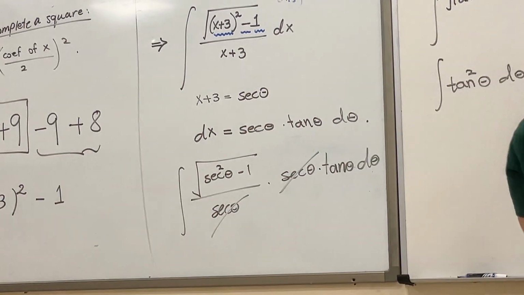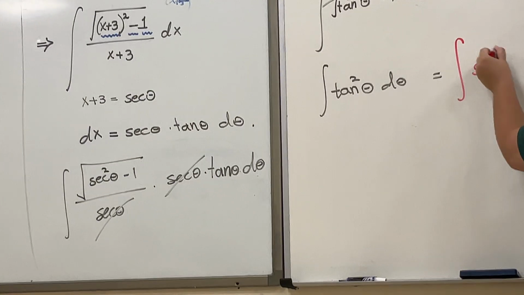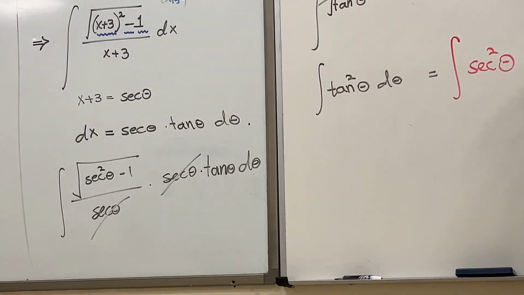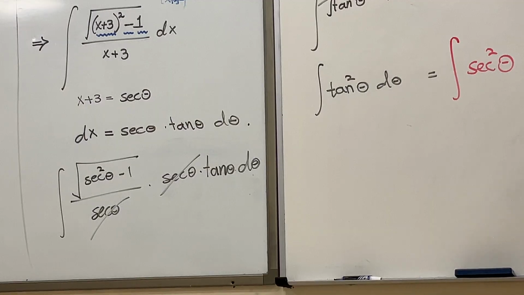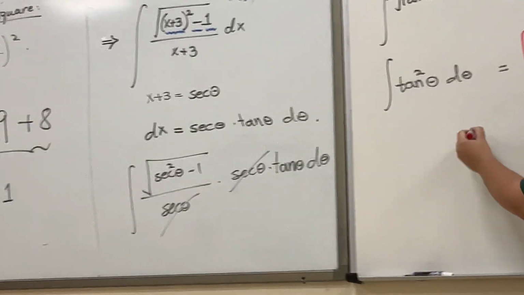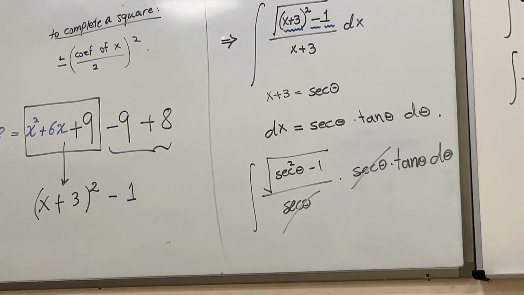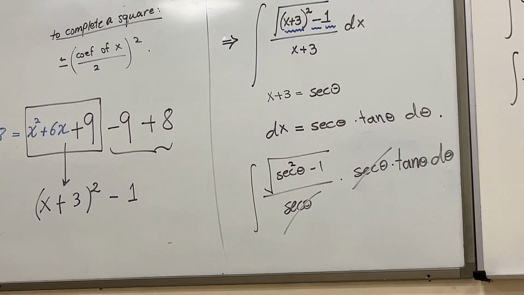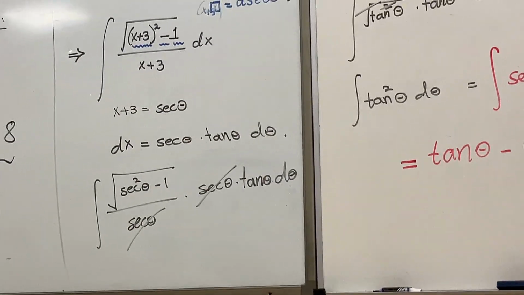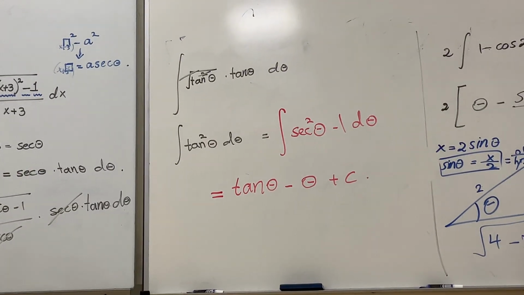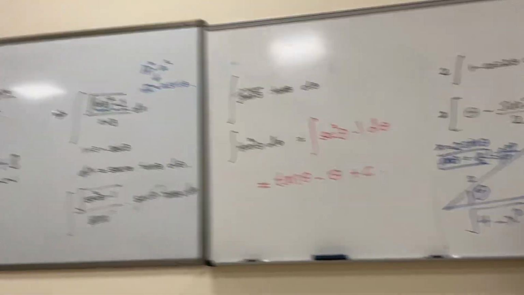Why is that? Because you know tan squared is secant squared minus 1. Why is this easier? What's the integration of secant squared? It's tan, from basic derivatives. So tan theta, and the integration of 1 is theta, I'm done. These are confusing stuff. They are visually confusing, so please be careful.